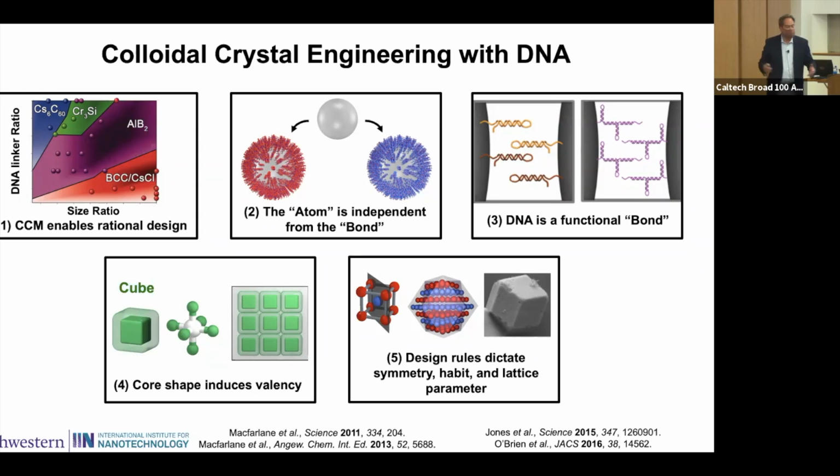We don't have hybridization, but we have particle shape. So if I want an octahedral arrangement of oligonucleotides, I use a cube. We'll talk about other shapes as well. And the fifth thing that's important here is the design rules that I'm going to share with you allow me to dictate symmetry, crystal habit, which the best chemists on Earth can't predict with a new molecule, for example. I'm going to show you we can do that because we know these are thermodynamic products. We can model it. And lattice parameter, and I can tailor that with the oligonucleotide length.